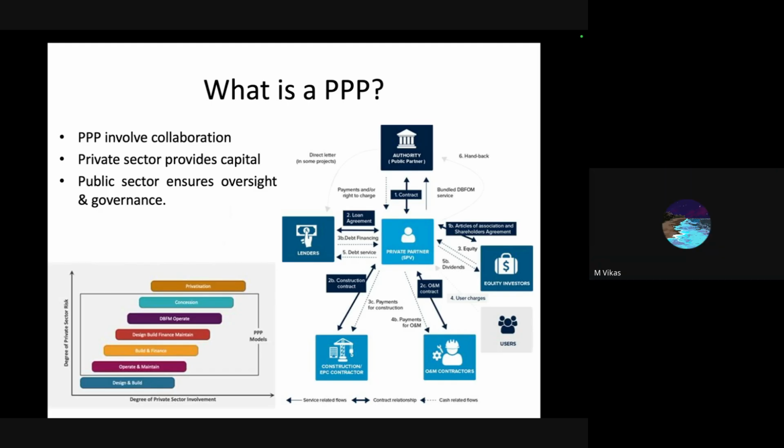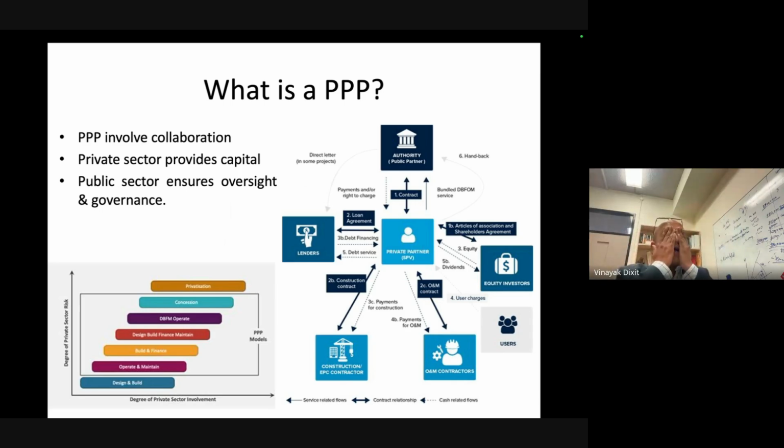No, sir. Okay. So what is PPP? A PPP involves collaboration, and as the name suggests, it has public and private. Who's public? It's basically the government. The government will ensure that there's oversight and governance. What does oversight and governance mean? Particularly when there's public infrastructure, there's a big element of oversight, governance, and legal frameworks that are taken care of.